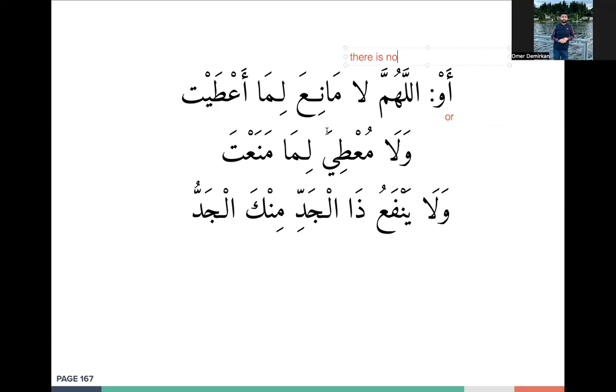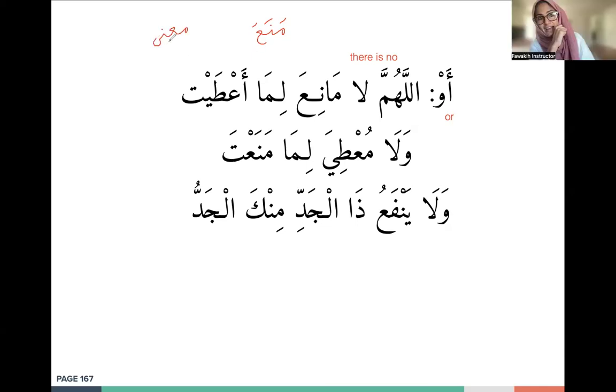Do you know what the verb mana'a means? Apparently people who are Urdu speakers, this word is in your vernacular. The root is mana'a. Is it like mana, meaning? No, you were thinking of ma'ana. This is mana. I think this is in Urdu. Mana means to prevent. So mana, the verb, means to prevent.